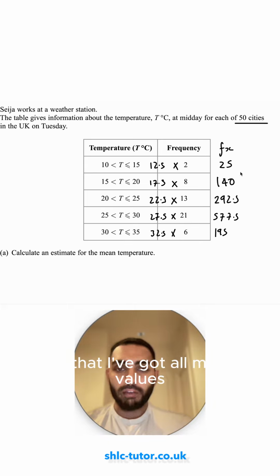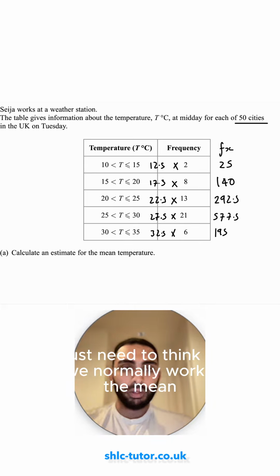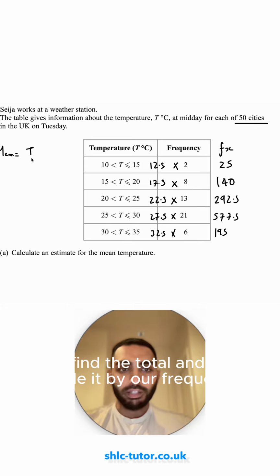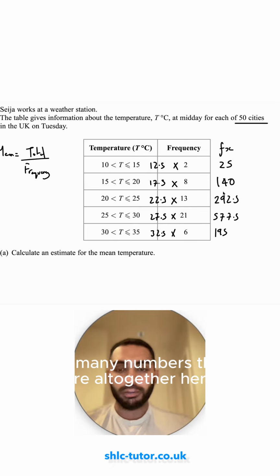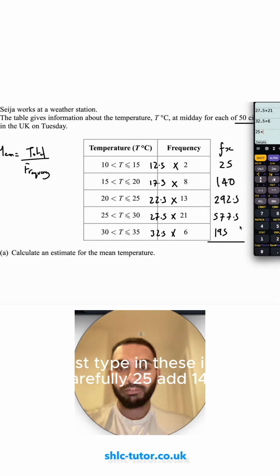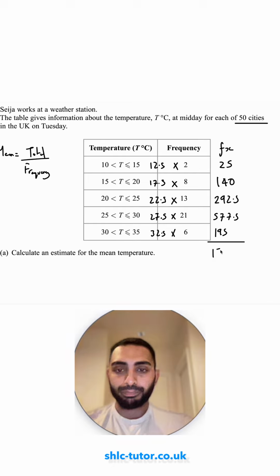Now that I've got all my fx values, we just need to think, how do we normally work out the mean? We find the total and we divide it by our frequency, how many numbers there are altogether. Here, our total will be this total of this fx column. So we need to add up all of these. Just type in these in carefully. 25, add 140, add 292.5, add 577.5, add 195. It's 1230. So we've got our total of our fx column.